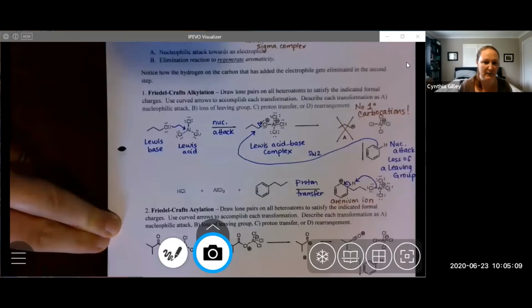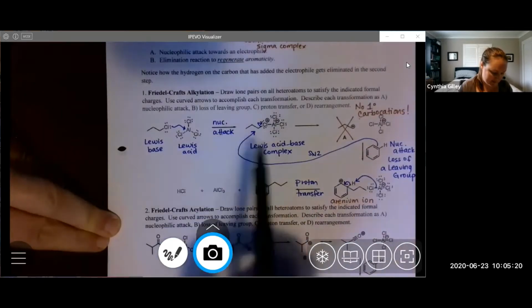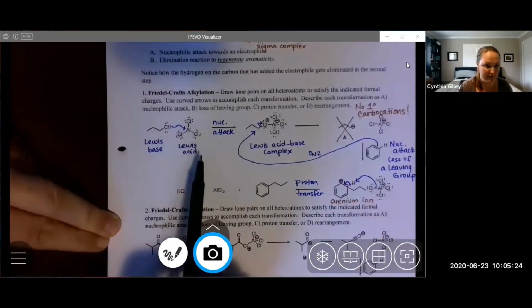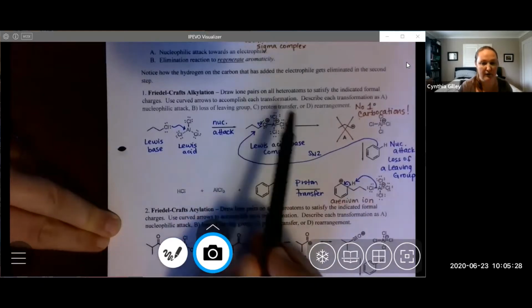Okay, so basically what we did here, we did the two necessary steps: the nucleophilic attack, formation of the arenium ion, and the proton transfer. The first step was just because the two reagents needed to react together first so that we could get a very good electrophile for the reaction.